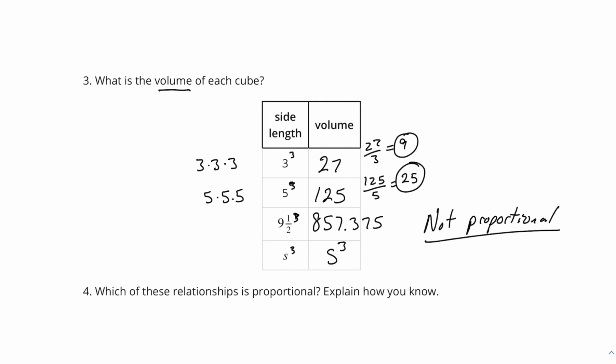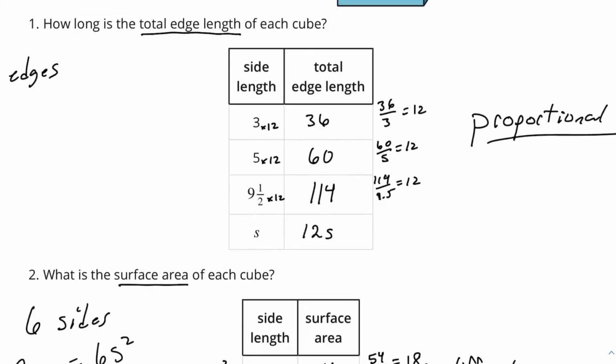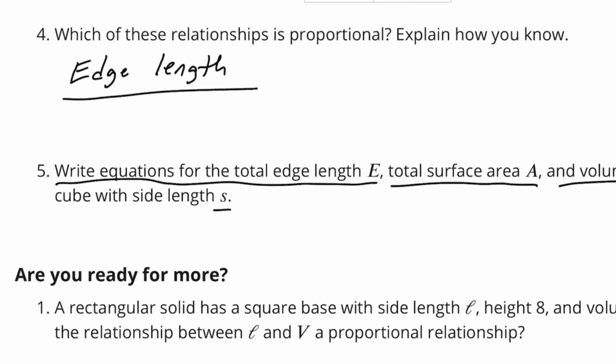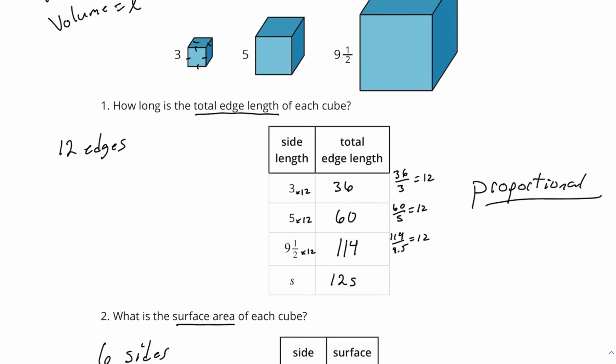So which of these relationships is proportional? It was our first one, the edge length. So we go up here, that was proportional, it is the edge length. That was proportional because we just multiplied all the sides by 12. It says write equations for the total edge length E, total surface area A, and volume V. So let's go back and write these. I'll write them down here first.